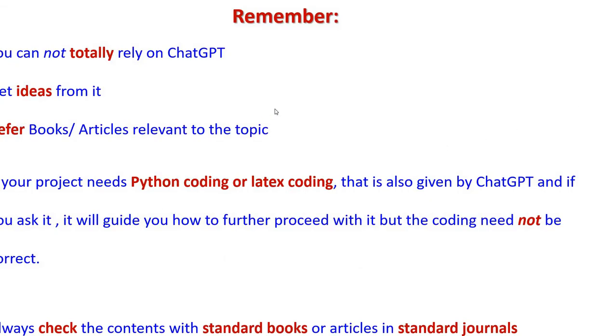So you cannot totally rely on ChatGPT. You can get ideas from it. You have to refer to books and articles relevant to the topic. If your project needs Python coding or LaTeX coding, that also ChatGPT will give, but it may not always be correct. So it need not be correct. You have to refer and then proceed. Standard books and standard journals, they must be referred.